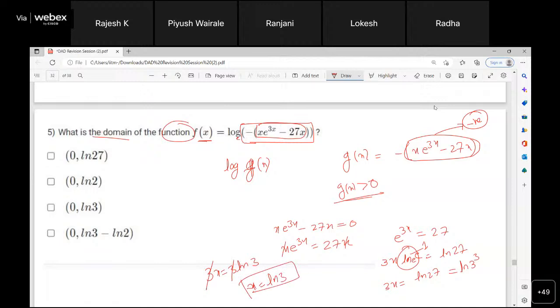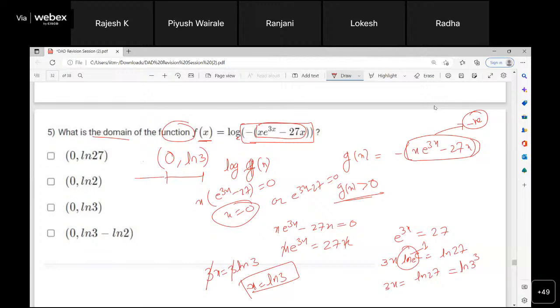And also here, in general, what we can do is take x common: x times e to the power 3x minus 27 equals 0. Means x equals 0 or e to the power 3x minus 27 equals 0. So when x equals 0 and when x equals ln of 3, this function becomes 0. Ln of 3 will be some value, so between 0 and ln of 3, my function at x should take values between these two only, 0 and ln of 3.